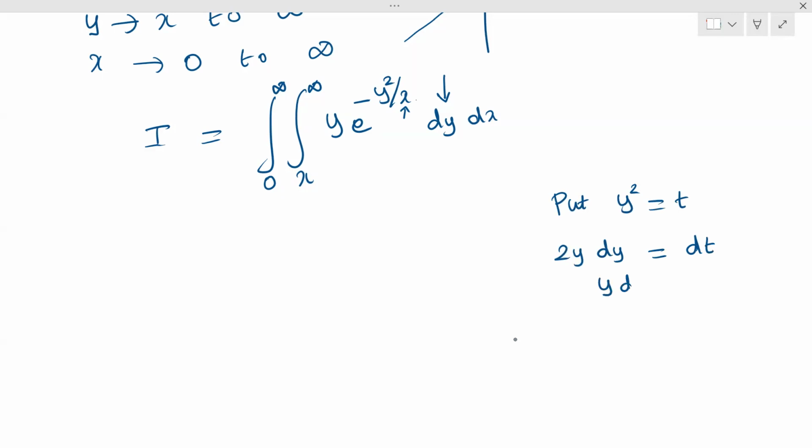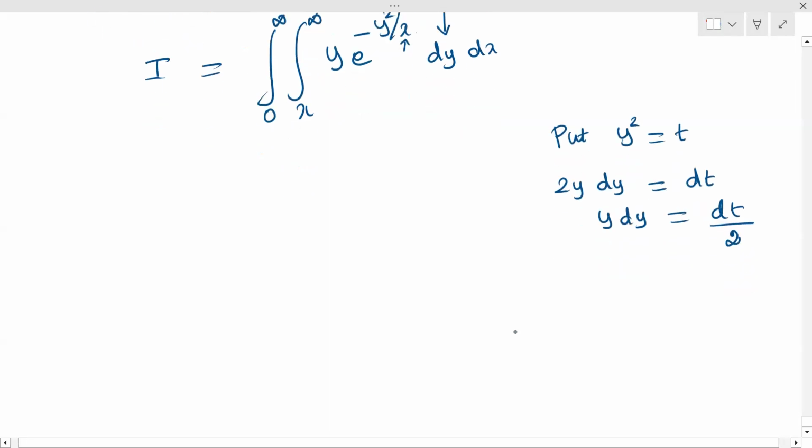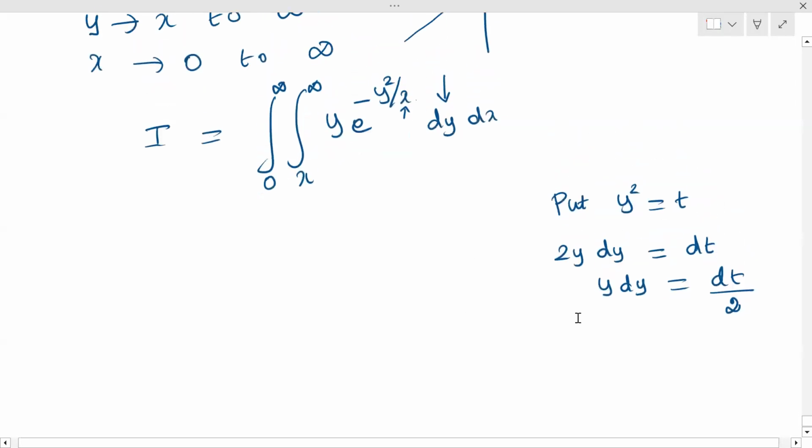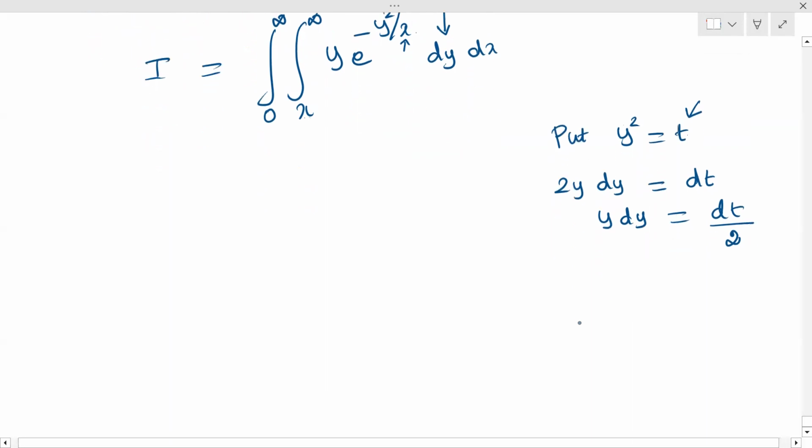So, y dy equals dt by 2. Okay, we are changing y to another variable t. But here the limit is given only for the variable y. Y only varies from x to infinity. So here we have to find the corresponding limit of the introduced variable t.